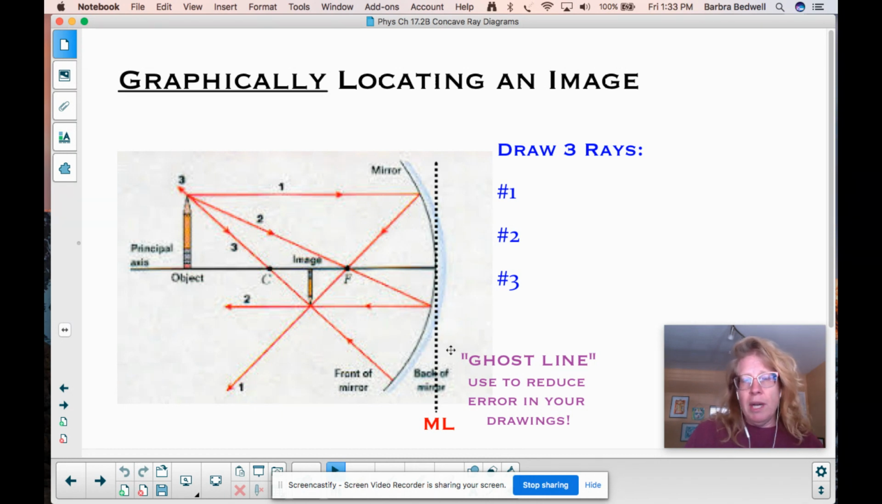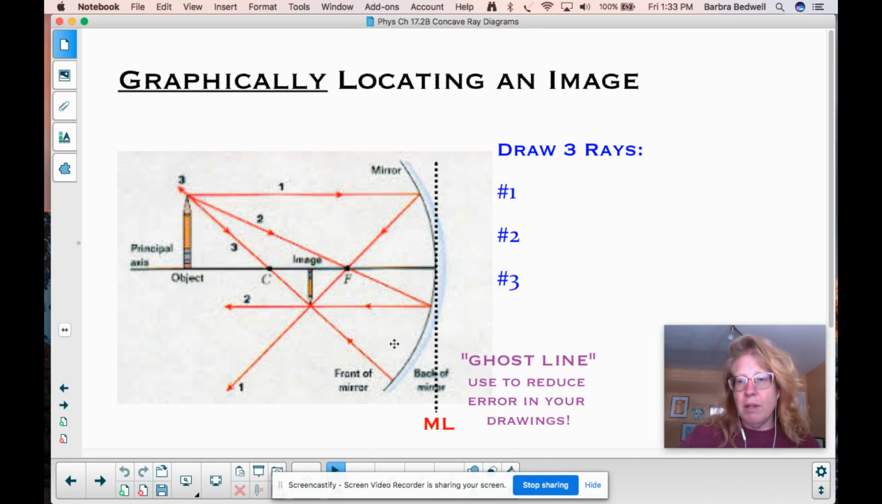So what's going on in this image is that we have a couple of different things. Number one, here's our mirror over on this side. This ghost-looking thing is over here. I am going to strongly suggest that when you draw ray diagrams, you put a little ghost mirror line. That's what I call this thing, and it is not a real thing.